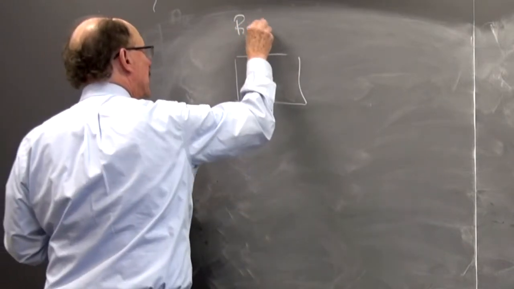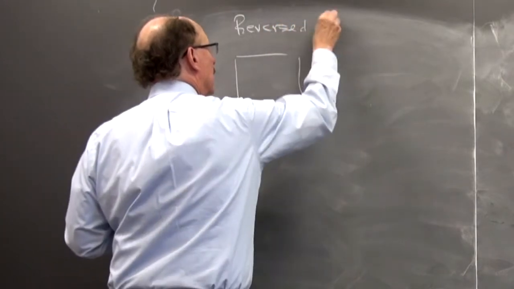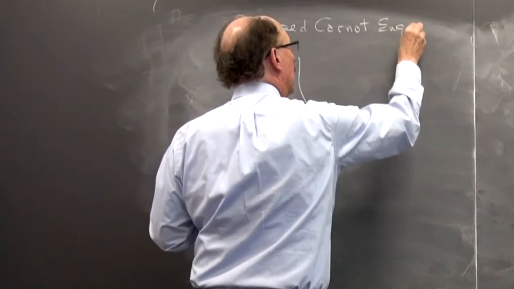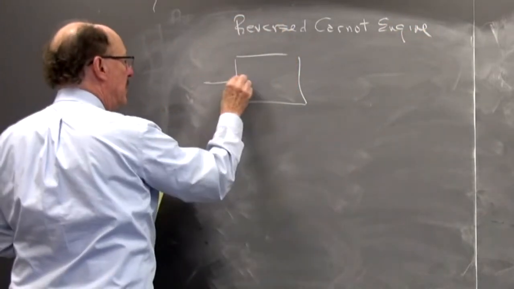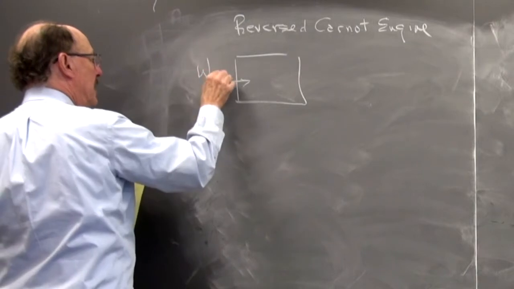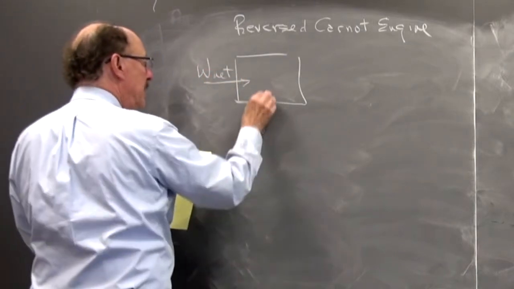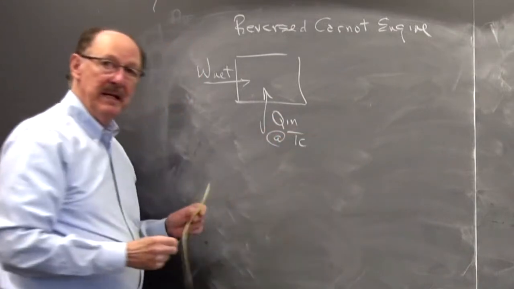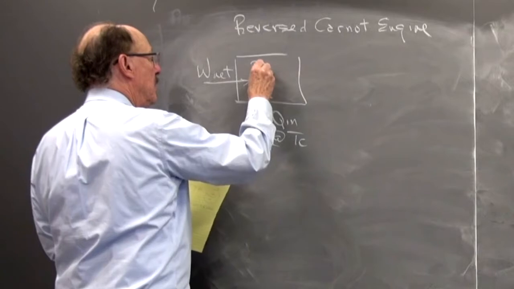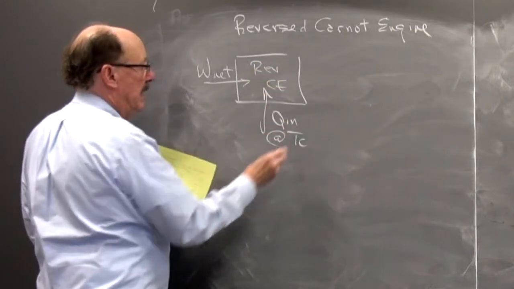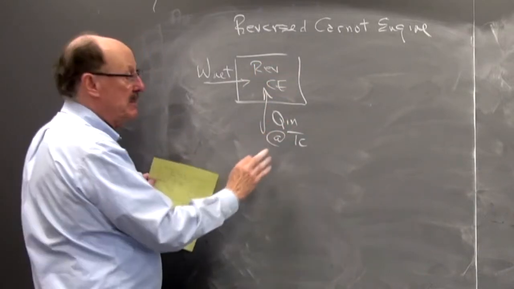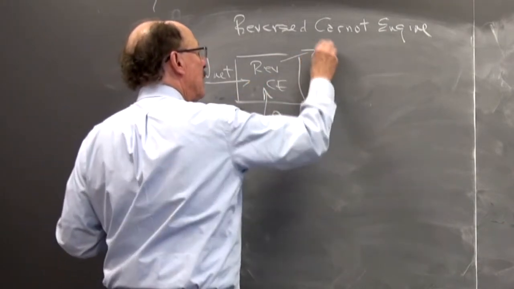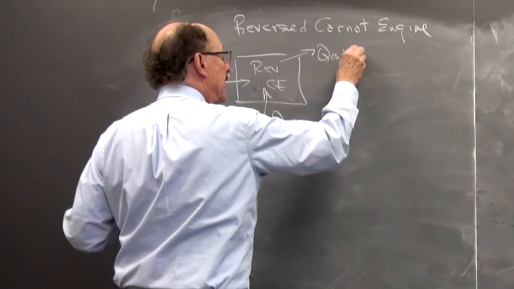Something called a reversed Carnot engine. In this case, I have W net going in, I have Q in at TC. So now, in this reverse Carnot engine, the heat in is not at a high temperature, the heat in is at a low temperature. I'm adding work to it, and I'm getting Q out at TH.